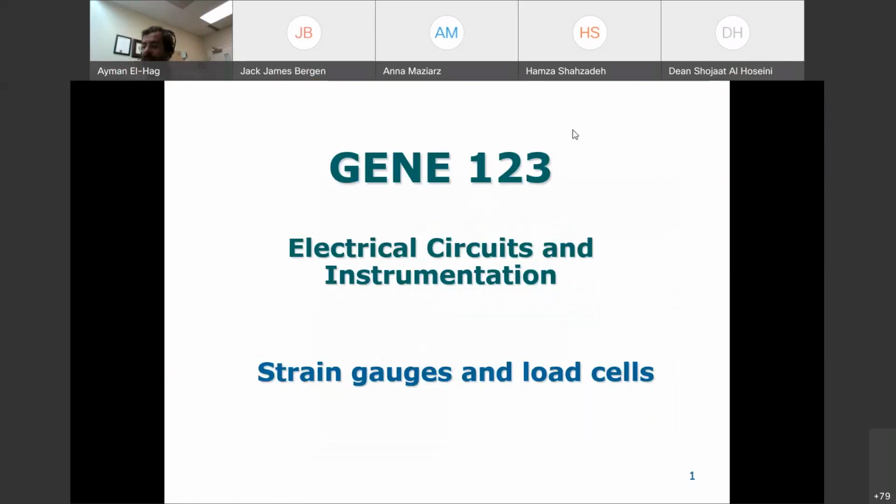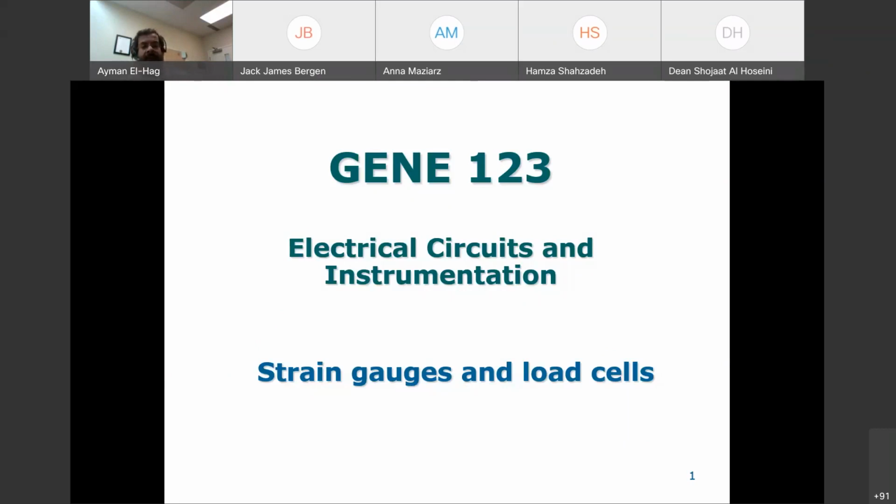Okay, everyone. Now we'll start today a very important lecture about strain gauges and load cells. Now this course, I'm trying to mix between the tools, meaning the circuit analysis techniques, and the main objective of the course, which is to teach you how the sensors in your field work, how you can use them, how you can connect them, etc.